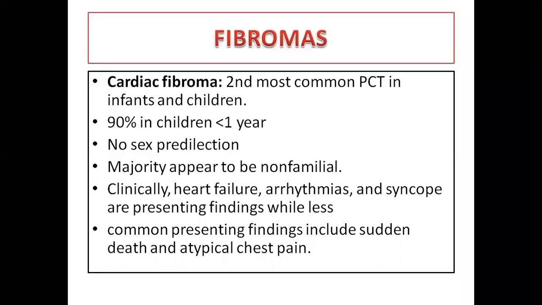Before going to the second type, which is the cardiac fibroma, the second most common primary cardiac tumor in infants and children, 90% occur in children less than 1. There is no sex predilection, and the majority appear to be non-familial. Clinically, patients can present with heart failure, arrhythmia, syncope, while less common presentations include sudden death and atypical chest pain.